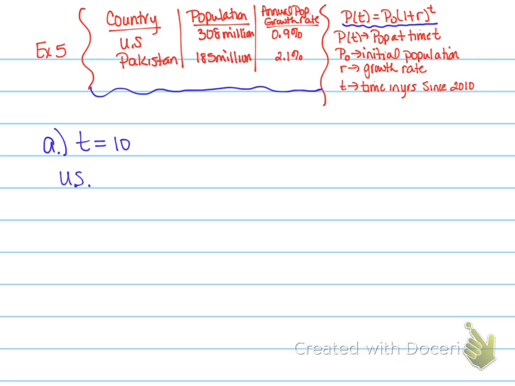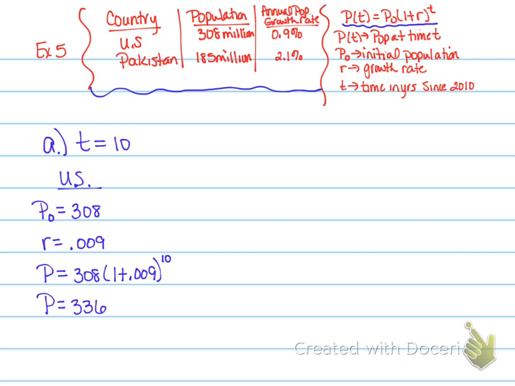Alright, so when we look at the U.S., we already know that the initial population is 308 million. The growth rate was 0.9%, so 0.009. We know t is going to be the 10 years, which is listed above, and we're after the population in it. So we're after the amount at time t, so the amount in 10 years. So we're going to use our equation. P equals the initial amount times 1 plus the rate raised to the t. And so we can plug that into our calculator, and we should get approximately 336.87 million people.